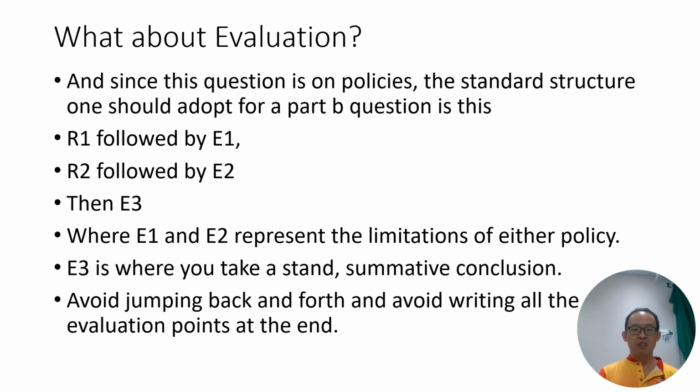So our point is this: when you write your essay for this particular question, avoid jumping back and forth. Don't jump from R1 to R2 back to R1 to R2 again. So do the R1, E1, R2, E2 followed by E3, so that there's a very nice structure in your entire essay. And typically what HCI will advise you is this: don't write all your evaluation points only at the end. Your E1 should be immediately followed by R1. Try not to write R1, R2, E1, E2, E3 all at the end together. So it's R1, E1, R2, E2 followed by E3. Follow this structure for the best marks that your marker will give you.